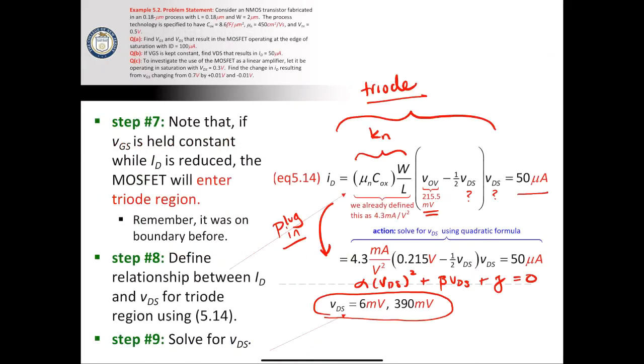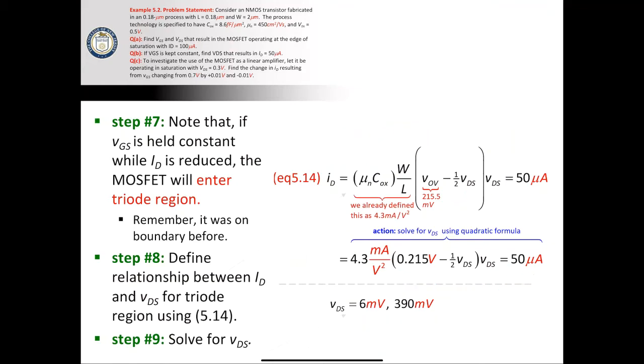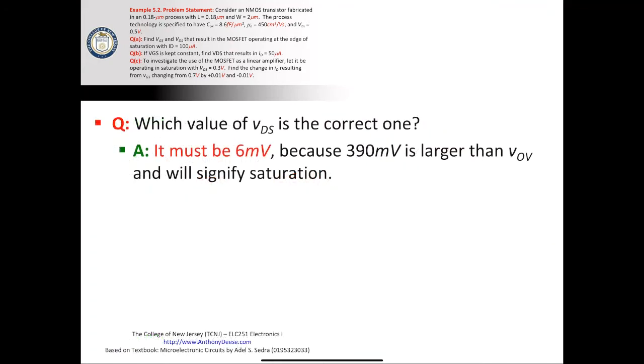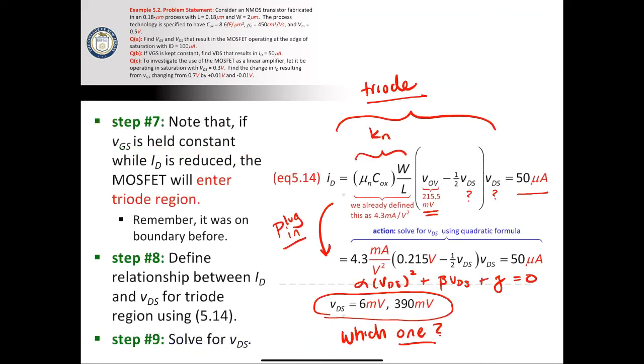So we need to figure out which one is the right one. Which one of them is correct? It must be 6 millivolts because 390 millivolts is larger than VOV and will signify saturation.